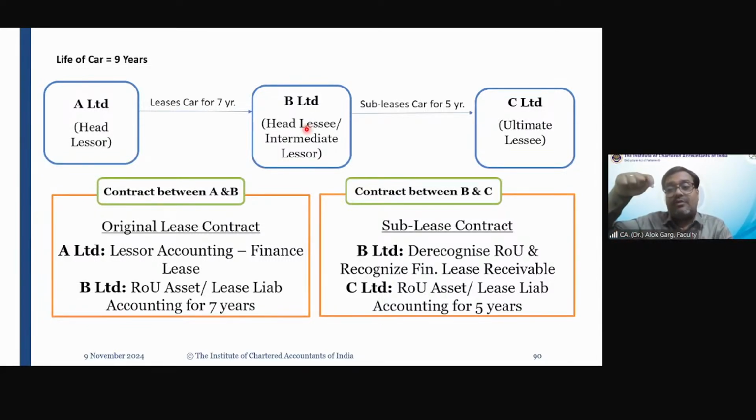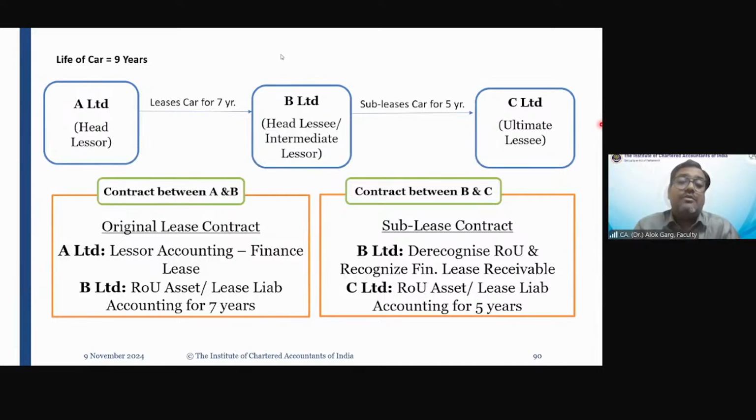So as a lessor, in the contract between B and C, will it be a finance lease contract or an operating lease contract? Finance lease, sir. Finance lease. So if it is a finance lease contract, what will B have to do? B has to de-recognize the ROU. In B's books the asset is the ROU. So B will credit ROU. What will B debit? What will B recognize? Finance lease receivable. B will recognize finance lease receivable and B will credit ROU.